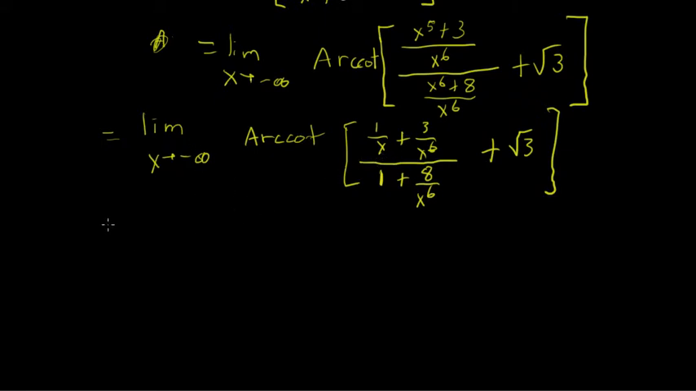Okay, now we will look at this limit here. As x goes to negative infinity, this 1 over x goes to 0. Arc cotangent, so this 1 over x goes to 0. This 3 over x to the 6th also goes to 0 because x to the 6th goes to a really big positive number as x gets to be a really big negative number. Raising x to an even exponent gives you a really big positive number.